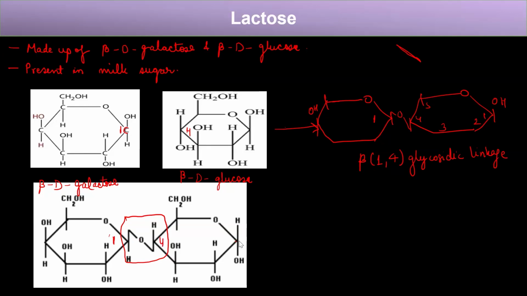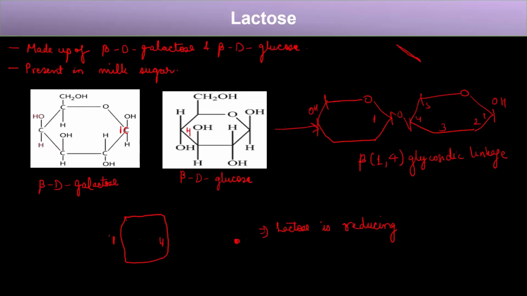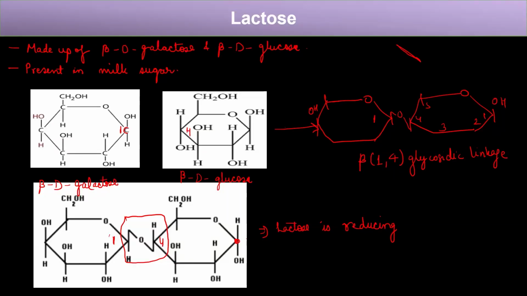Again, if you look at the carbonyl carbon, in this case also the carbonyl carbon is free. So since the carbonyl carbon is free, lactose is reducing, right? Since it is free, lactose is reducing. Okay, so lactose is also reducing.